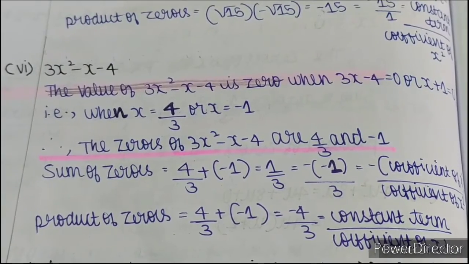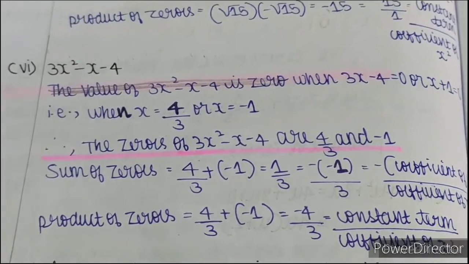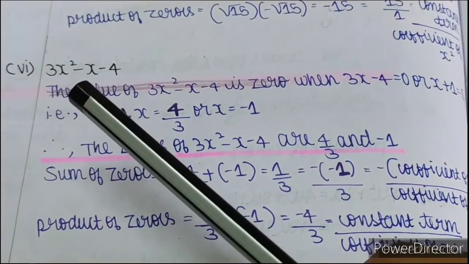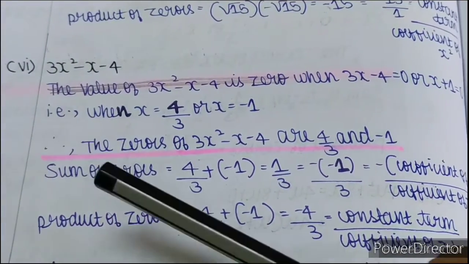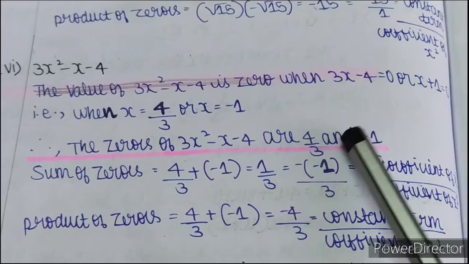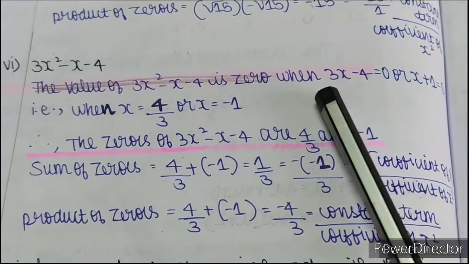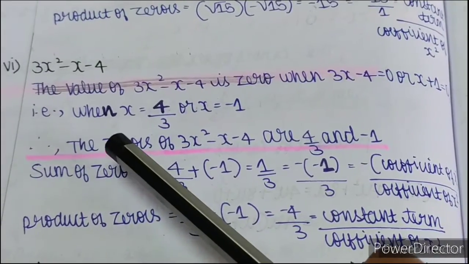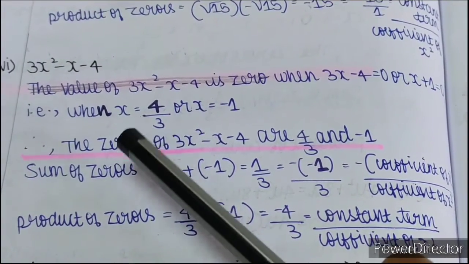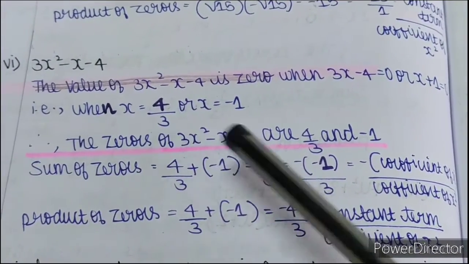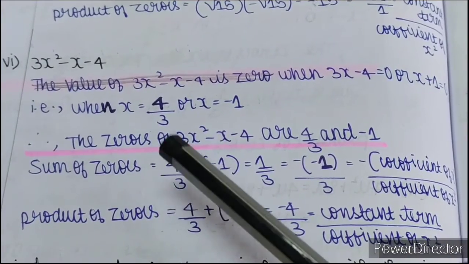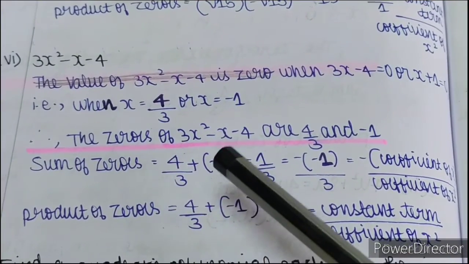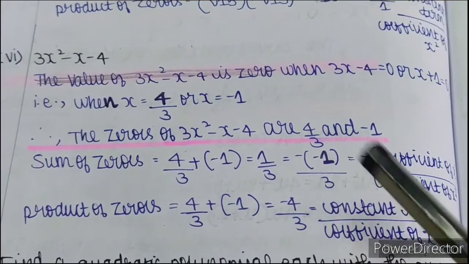The sixth subdivision of the first question of exercise 2.2 is 3x square minus x minus 4. On solving it further and factorizing it, we get 3x minus 4 is equal to 0 or x plus 1 is equal to 0. Solving for the value of x, we get x is equal to 4 by 3 or x is equal to minus 1. These two are the zeros of the polynomial 3x square minus x minus 4, and we are considering them as alpha and beta.